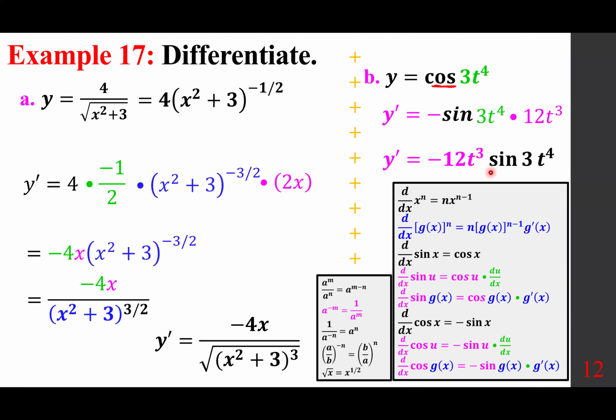So a quick recap. Because it's cosine, the derivative is negative sine. Whatever the argument you have to use, because the argument is not just t or x or theta, but it's a function of t, you need its derivative. This is by the chain rule.